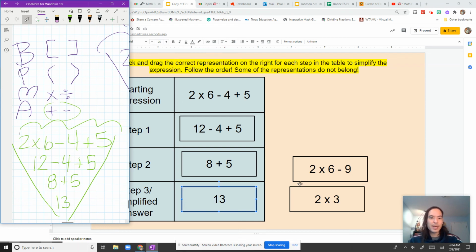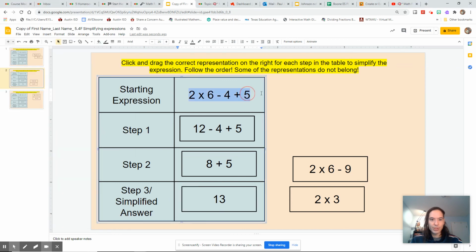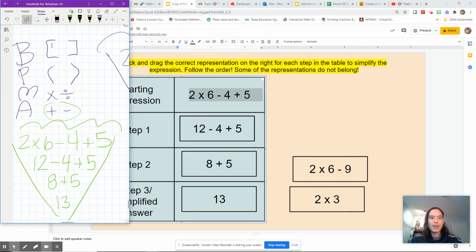And each one of these lines has the same value. 2 times 6 minus 4 plus 5 is 13. 12 minus 4 plus 5 is 13. 8 plus 5 is 13. 13 is 13. So each line is just more simple as you get down, and that's why we are simplifying the expression. All right, and remember it's an expression because there's no equal sign.